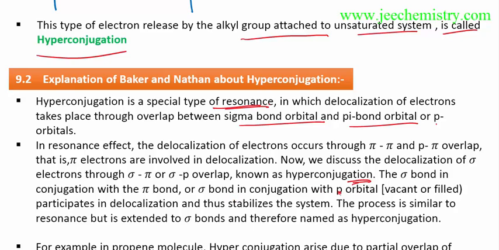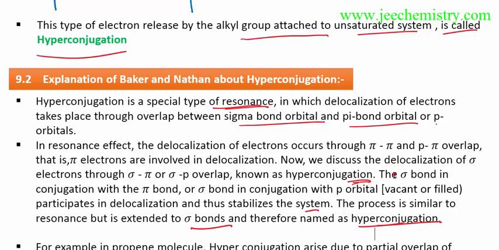Sigma bond is in conjugation with the vacant p orbital. Sigma bond is in conjugation with, as I have already explained, a pi bond, maybe an unsaturated system, maybe free radicals, maybe a carbocation. So sigma bonds in conjugation with the p orbital, vacant or filled orbitals, participate in the delocalization and thus stabilize the system. The process is similar to resonance but extended to sigma bonds, therefore named hyperconjugation.